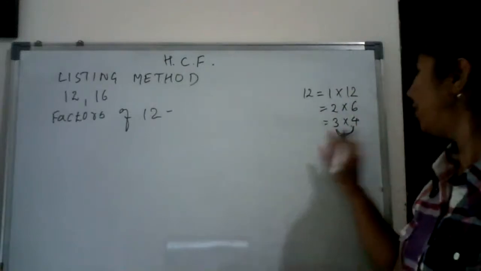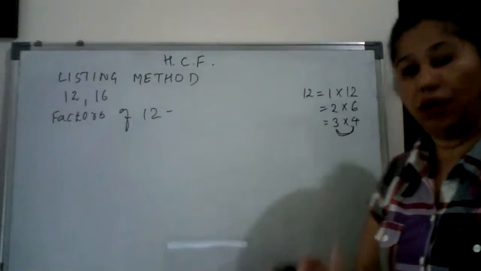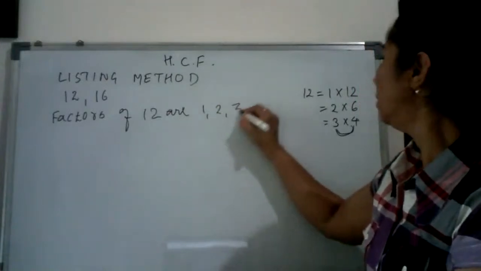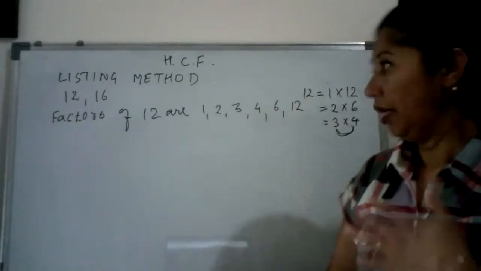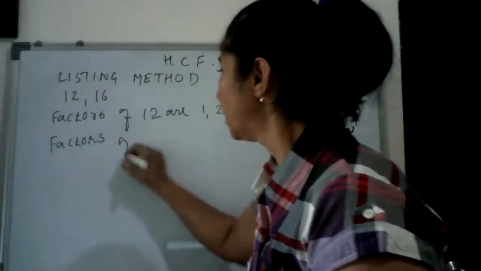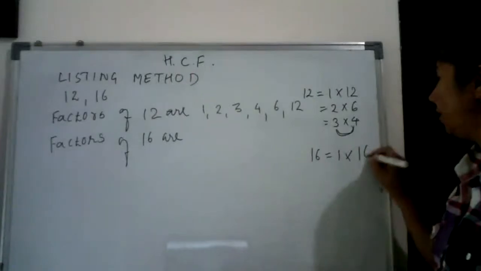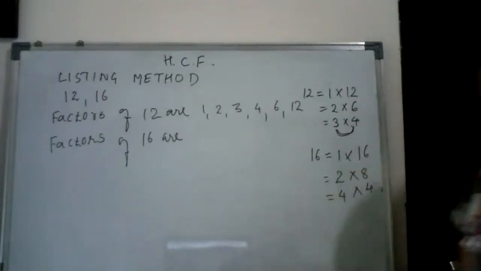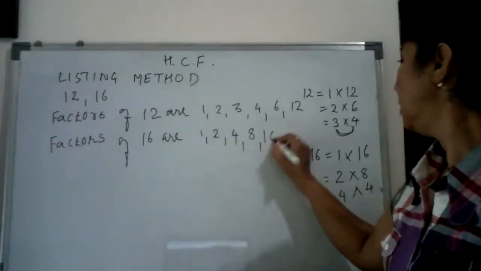Then 4 is already done. So we know that, okay, that's all. These are enough factors, not more than this. Okay? So the factors of 12 are 1, 2, 3, 4, 6, and 12. Fine? Okay? Now let's go to 16. So factors of 16 are similarly: 16 can be written as 1 times 16, 2 times 8, and then 4 times 4. Isn't it? You have these factors. So 1, 2, 4, 8, 16.